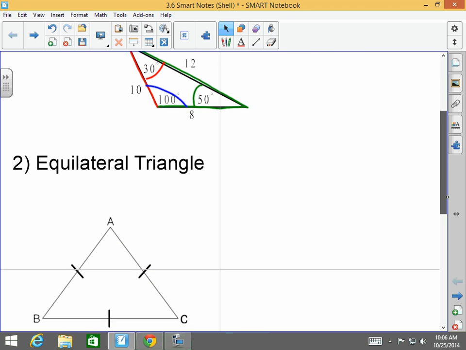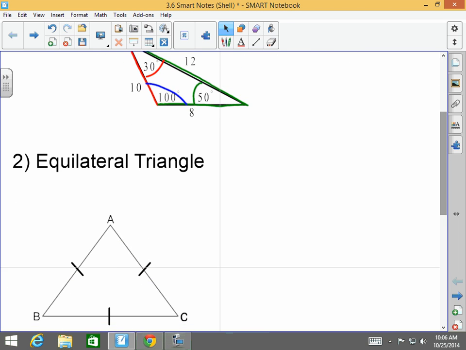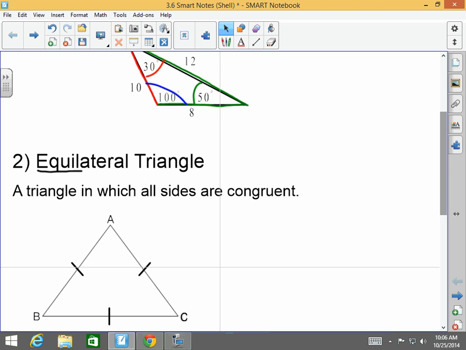Number 2, an equilateral triangle. Think about the roots here. Equi is like equal. An equilateral triangle, surprise, surprise, is a triangle which has all sides congruent. Okay? And as you can clearly see here from the figure that I have provided, AB is congruent to AC, which is congruent to BC. So a triangle in which all sides are congruent is called an equilateral triangle.